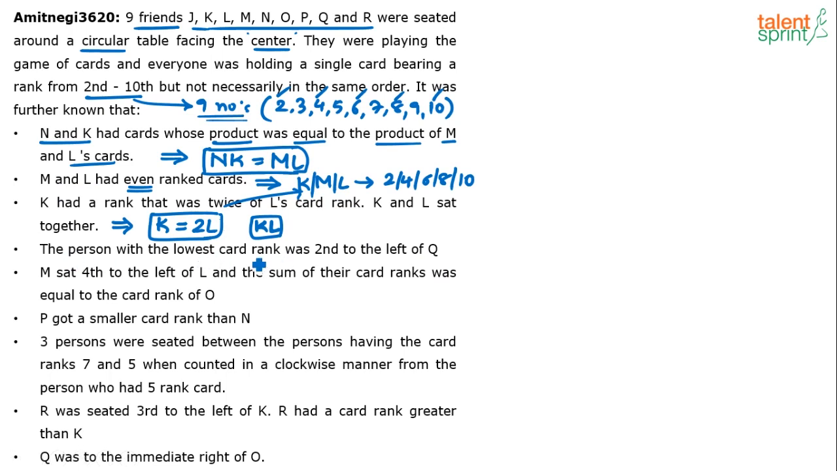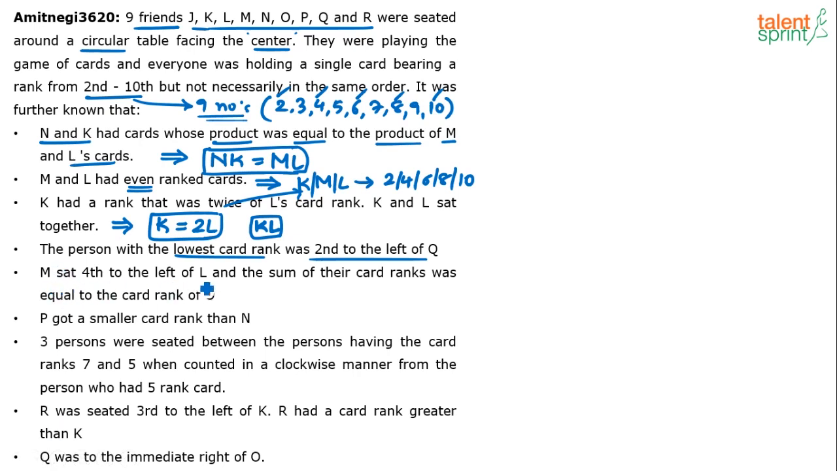Next, the person with the lowest card rank was second to the left of Q. So this is a straight point that the person with the lowest card rank was second to the left of Q. So I may start with this point itself, right? I'll have to take a circular arrangement where there are 9 positions. Who's the lowest card rank? The lowest card will be 2, right? So 2 was second to the left of Q. Okay. So maybe if you want, you can just draw that immediately. Anyway, we'll come back to this point later. Let's see if there's anything better to start with.